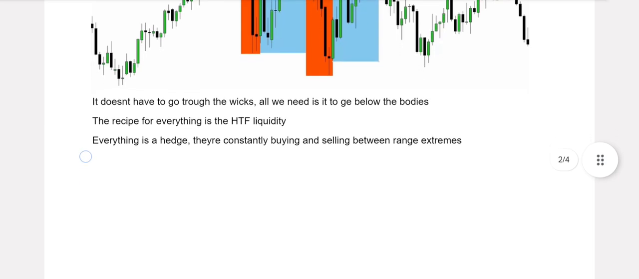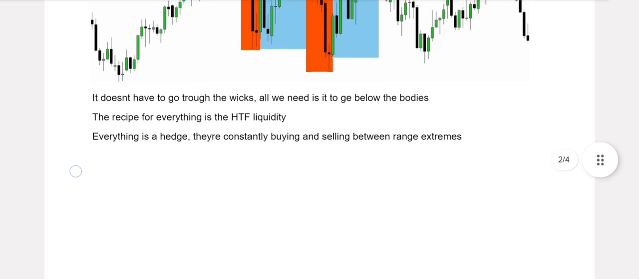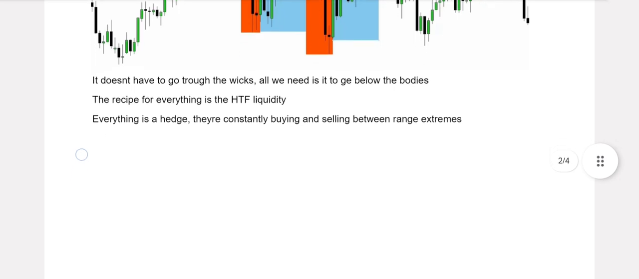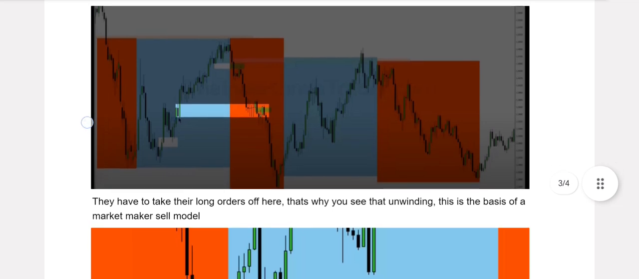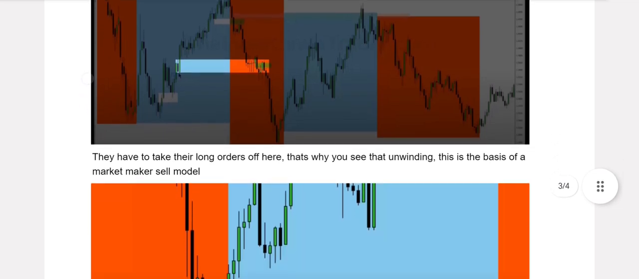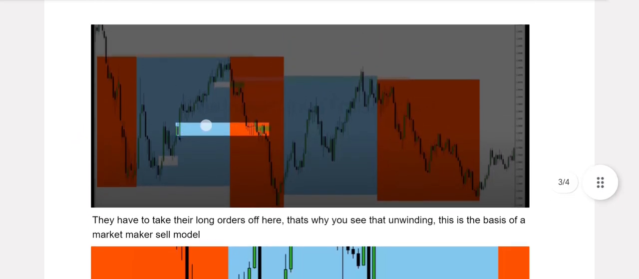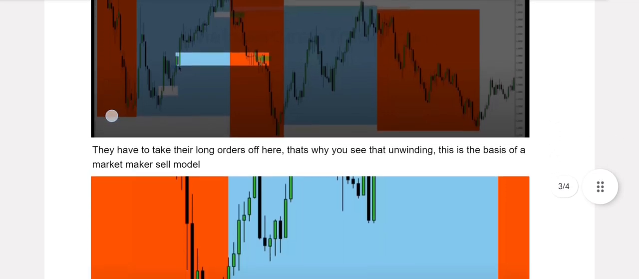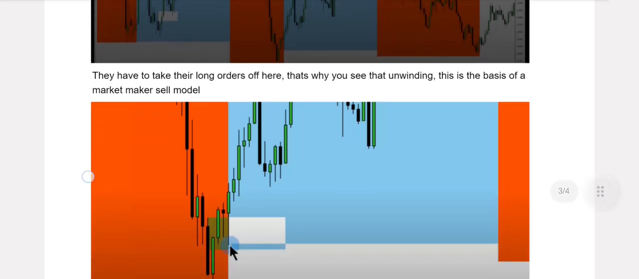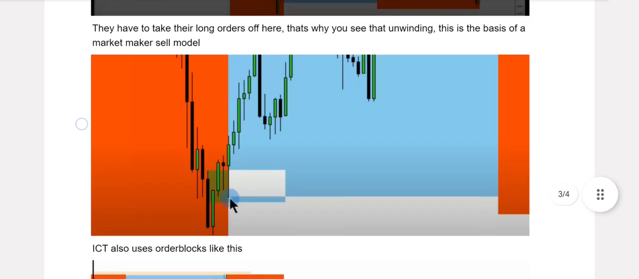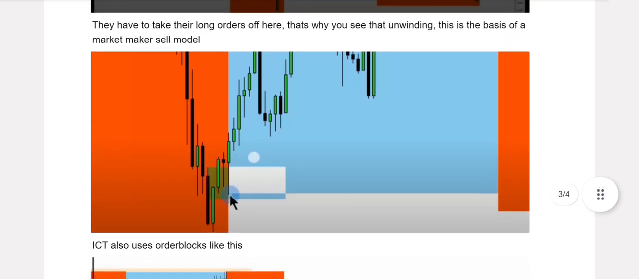The recipe for everything is the HTF liquidity. Everything is a hedge. They're constantly buying and selling between range extremes. You can see what I'm talking about in these charts below here. They have to take their long orders off here, at this point, and that's why you'll see that unwinding. This is the basis of a market sell model, this point here.